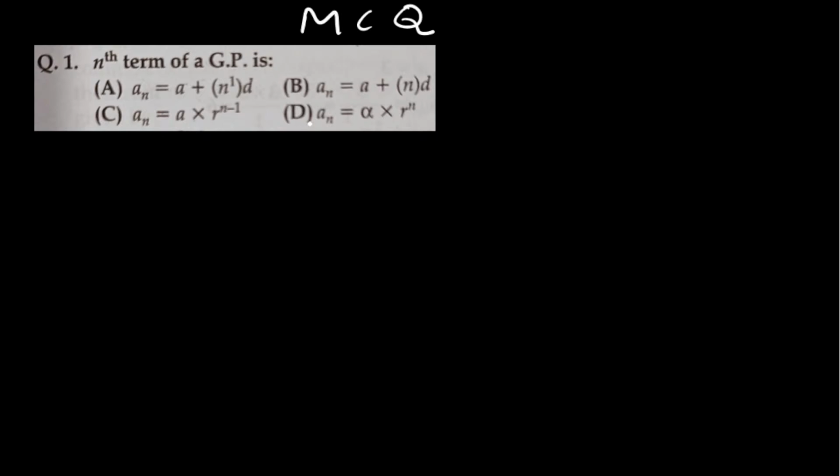The nth term of a GP is, nth term means what? For nth term, we have a symbol. What is the symbol of nth term? Nth term, the symbol is AN. So AN's formula just now I have told you. AN's formula is A into R to the power N minus 1. So which option you can see? Yes, so option C is clearly visible. It was a very direct question, formula based. Don't get confused here, multiplication. Nothing is written, that means it's multiplication only. So C option.